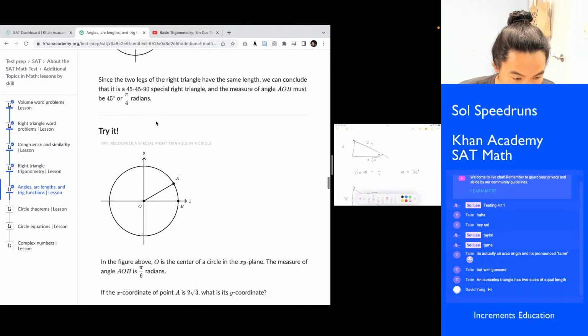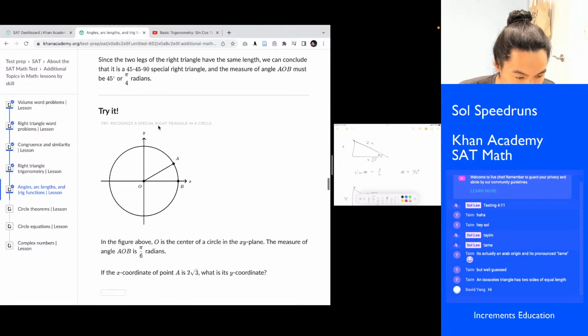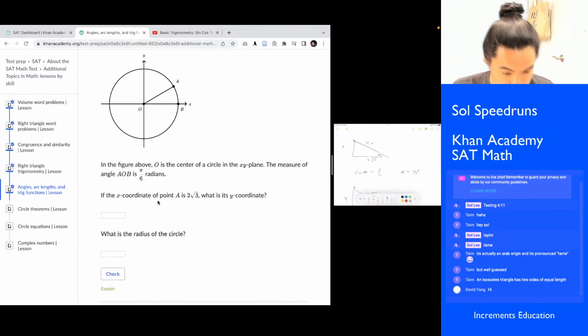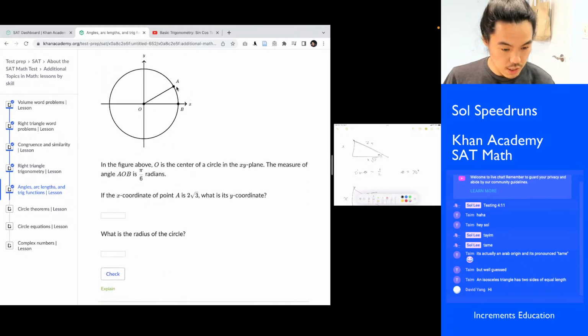Are we learning anything here right now? Oh, yeah, no, okay. The x-coordinate of point A is root 2 over 2. So that's basically 1, 1, root 2, and yeah, anyway.